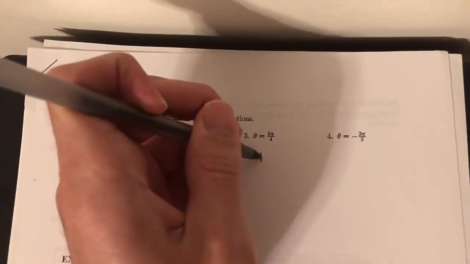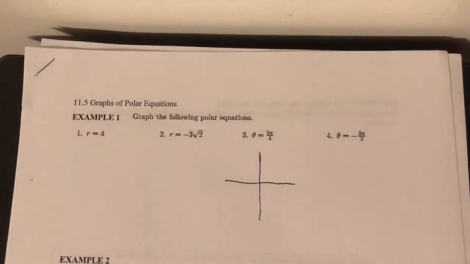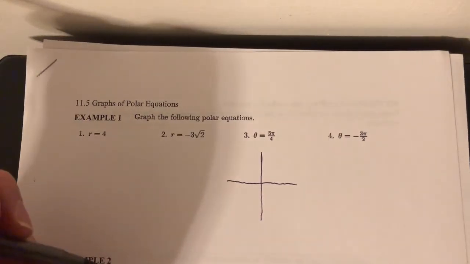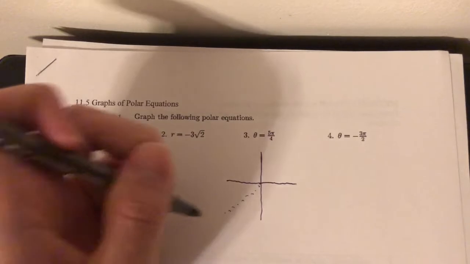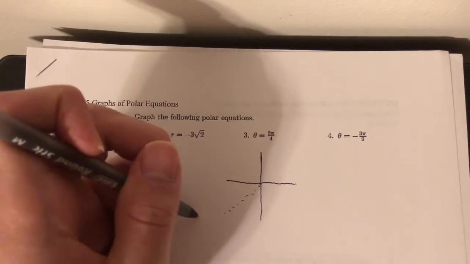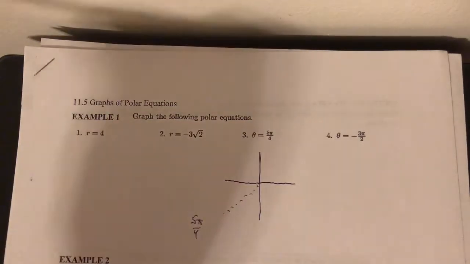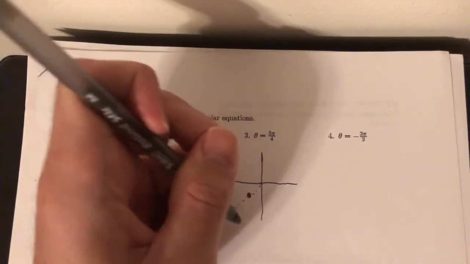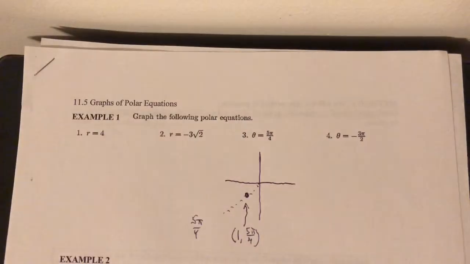I don't even really need polar graph paper for this one, although feel free to use some if you prefer. So theta equals 5 pi over 4. It's just telling me what direction I'm traveling in. So 5 pi over 4 direction, that's going to be halfway between pi and 3 pi over 2. So any point that's going in this direction, so let's say this is 1, 5 pi over 4. Any point in the 5 pi over 4 direction is going to satisfy this equation.